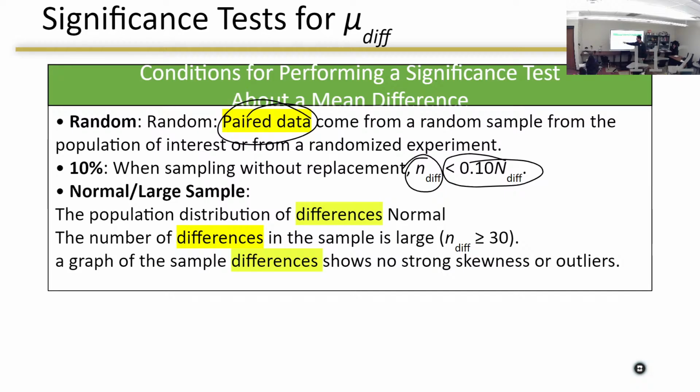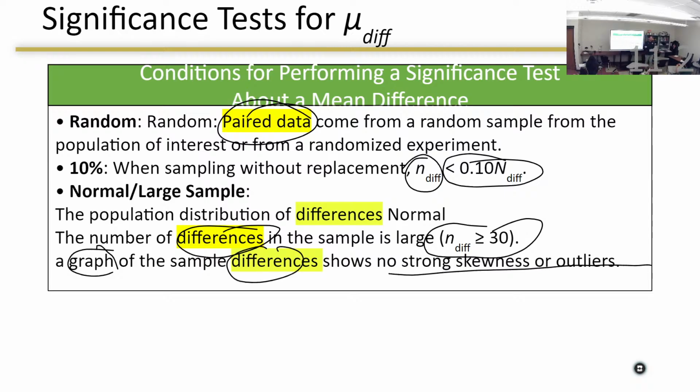The differences are greater than 30, or the graph of the differences shows no strong skewness or outliers. You just got to start talking about the differences. Okay?